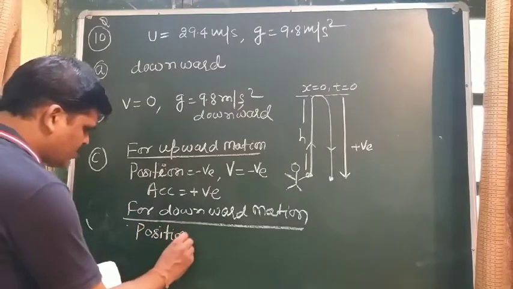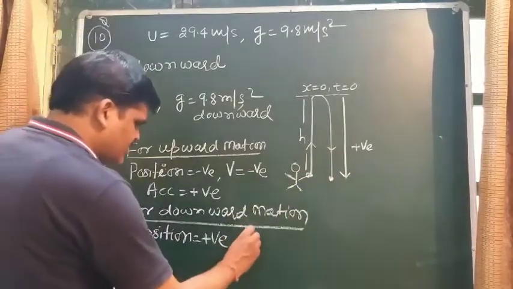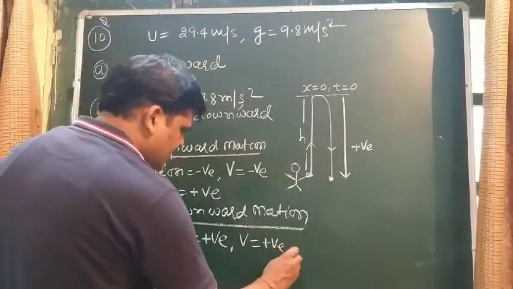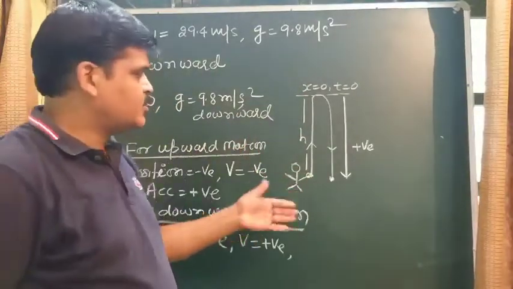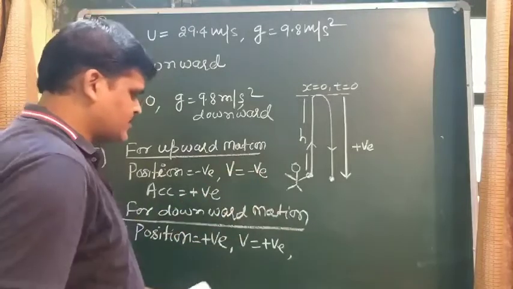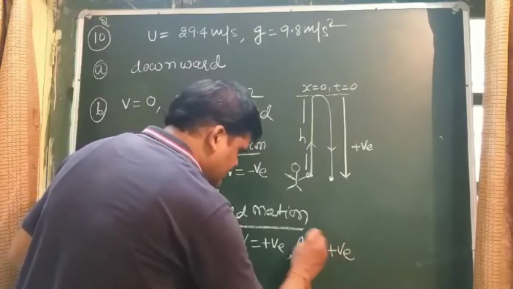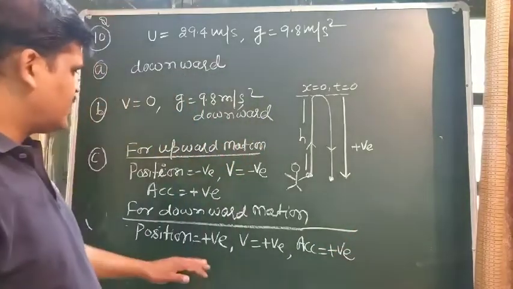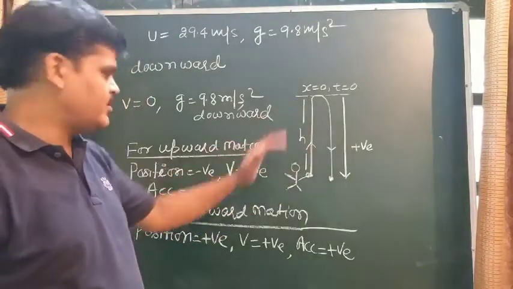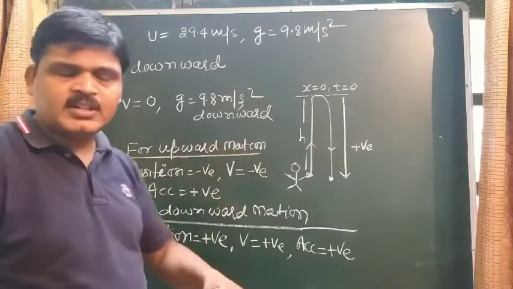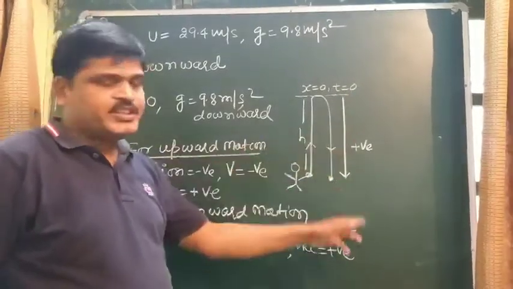Position is taken to be what? Positive direction of the x-axis, velocity which is also positive, and acceleration which is acting in the downward direction. So in both cases acceleration is positive. Here acceleration is positive, and this acceleration is what? Acceleration due to gravity. So for upward motion, position negative, velocity negative, and acceleration which is acting vertically downward is taken to be positive according to the condition.